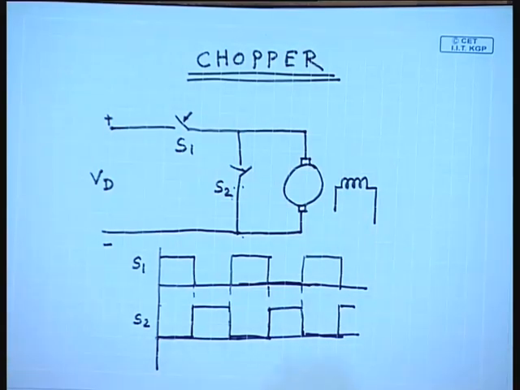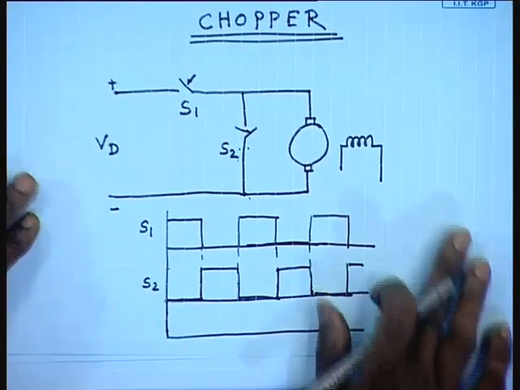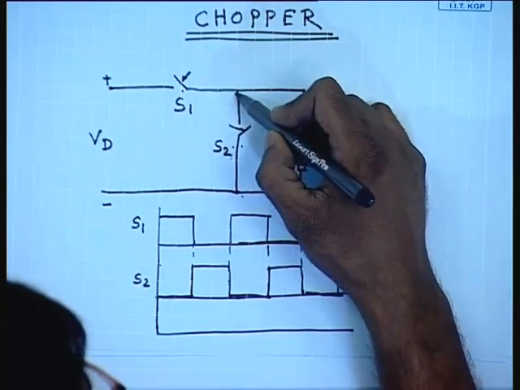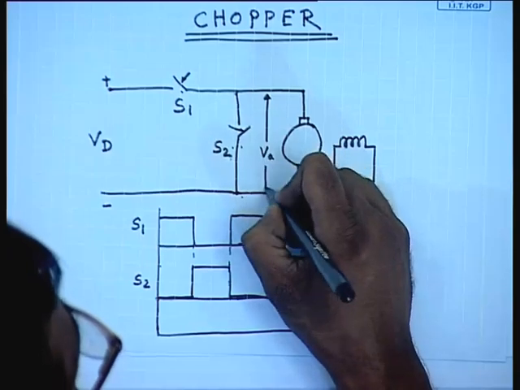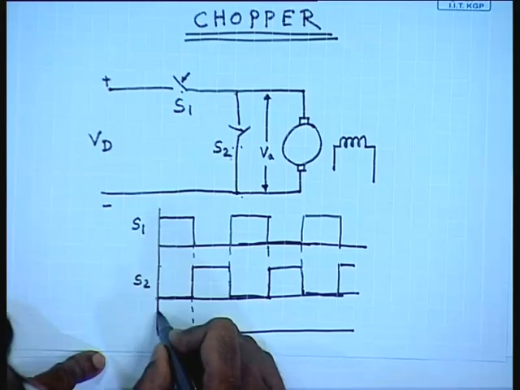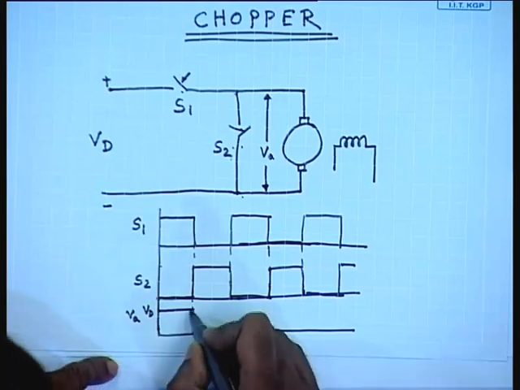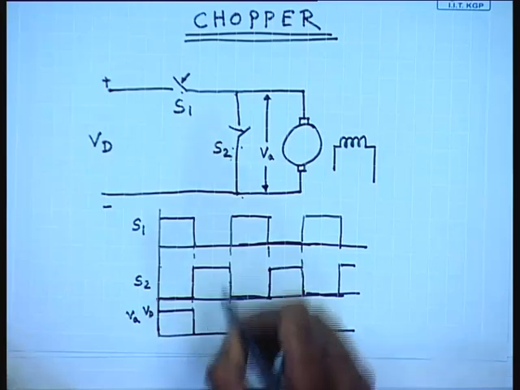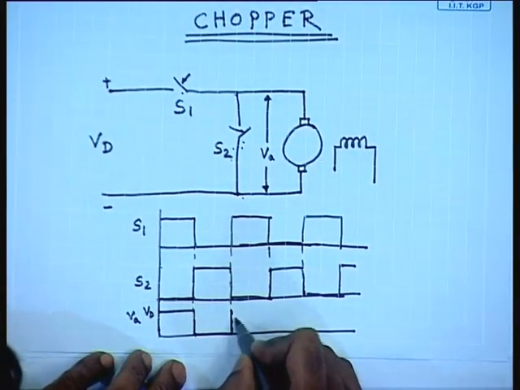So, what will be the waveform of the voltage applied across the armature? Obviously, whenever S1 is on, the applied voltage across the armature is same as Vd. So, during this period, the armature voltage, this is Vd. During this period when S2 is on, the applied voltage is 0.